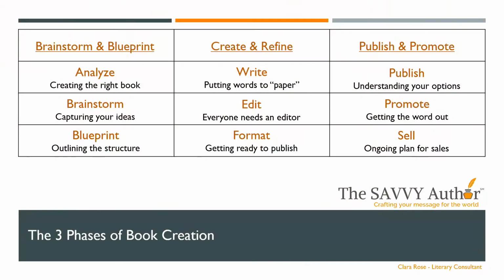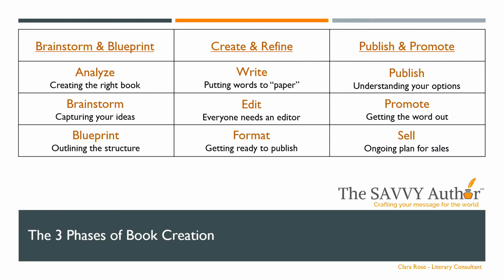This week, we're going to talk about something that we haven't talked about really in depth before, but I get questions about it. So let's dive in. First, we're going to talk about one piece of the three phases of book creation. Now, of course, if you're unfamiliar, the three different phases are the brainstorm and blueprint. Here's where we analyze so that we get the right book created for you. We brainstorm so we can capture all of those ideas that are either floating around in your head or in a notebook somewhere or on your computer or laptop perhaps, and then blueprint them, which is really just outlining the structure that your book is going to be built on. That's your foundation, phase one.